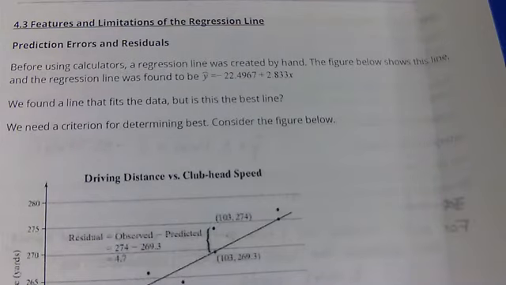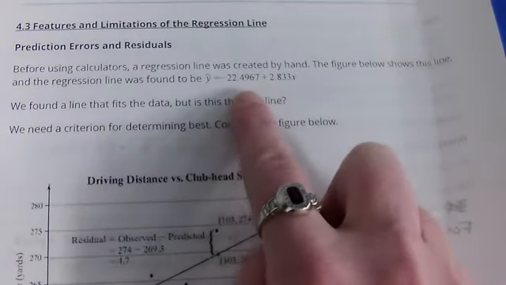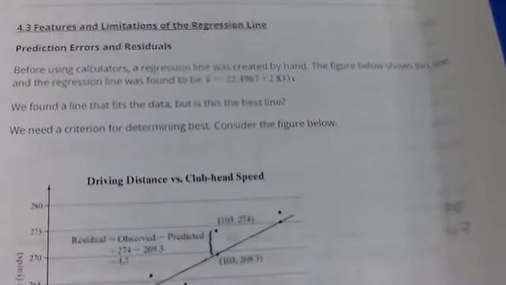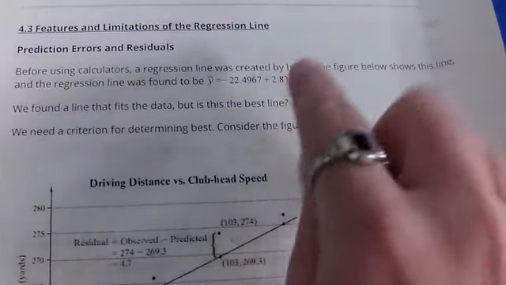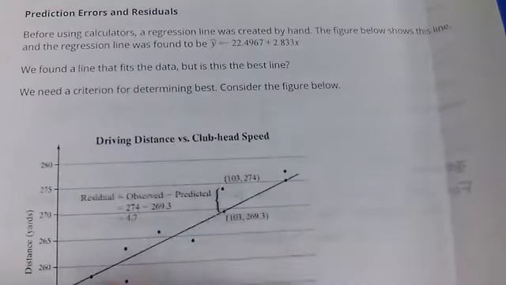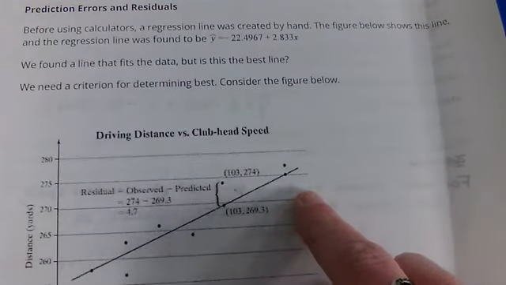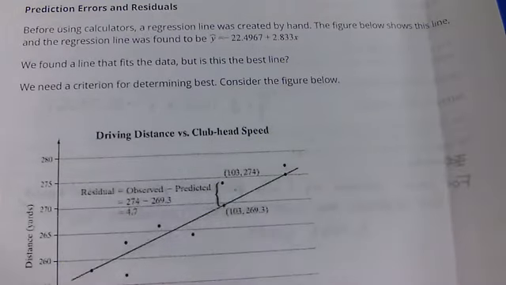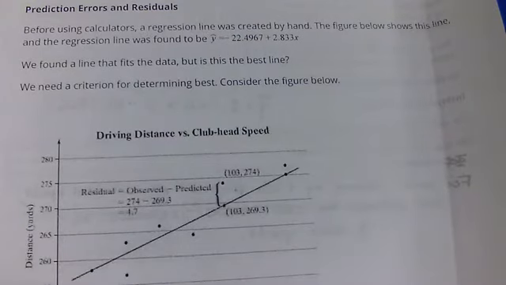Now, before calculators, regression lines were always done by hand by the formulas. So let's say we were talking about those distance and driving the golf clubs, and suppose somebody found this to be the regression line. Well, it's shown here, and it kind of fits the data, but is it the best line? Now, with the calculators and technology, we know it's the best line. But if I was doing it by hand, how would I know how good it is?